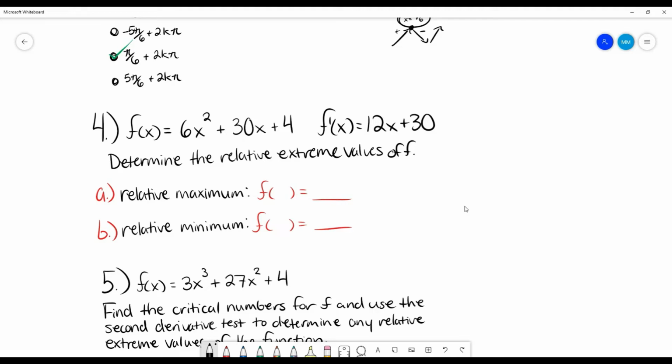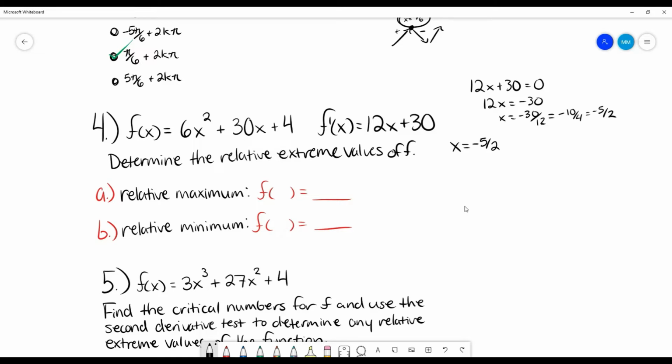So 12x plus 30 equals 0. That means 12x equals negative 30. x equals negative 30 over 12. And I can reduce that to a negative 10 over 4, negative 5 over 2, I think. I think that is correct. Yeah, should be negative 5/2. So we only have one critical point, and that is when x equals negative 5 over 2.